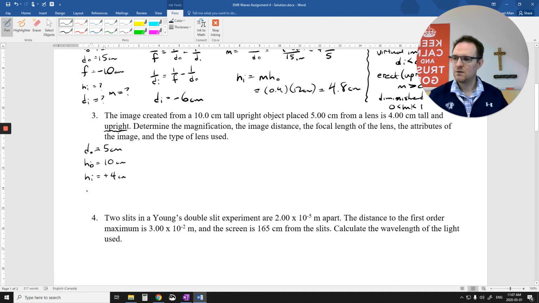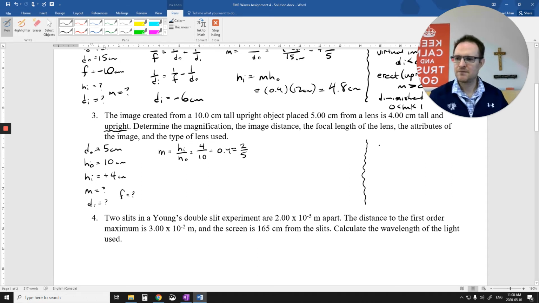Okay. What we want to know is the magnification, the image distance, the focal length, the type of mirror and all the attributes as well. Once we know the focal length, we can find out the type of mirror. To find the magnification, I would go HI over HO, which would be 4 over 10, so 0.4, or in this case, like the previous question, 2.5. Okay, pretty good.